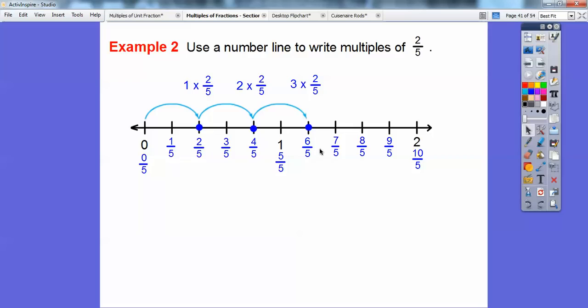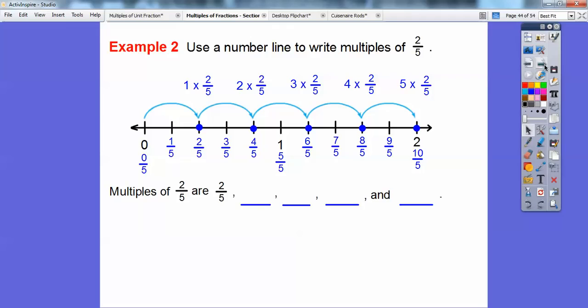What do you think 4 times 2/5 is? 1, 2. It's going to take me to 8/5 right there. So there's 4 times 2/5. There's 5 times 2/5. Okay, so multiples of 2/5 are, here's 2/5, 4/5, 6/5, 8/5, and 10/5. Okay, because it's 1 times 2/5, 2 times 2/5, 3 times, 4 times, 5 times. I can keep going if you want. So multiples of 2/5 are 2/5, 4/5, 6/5, 8/5, and 10/5.